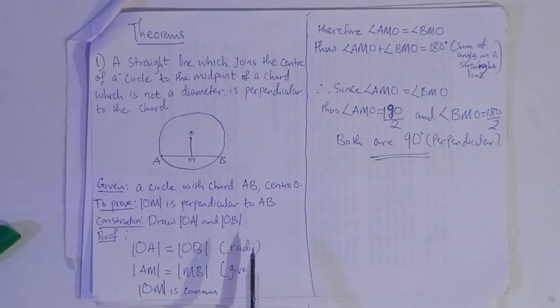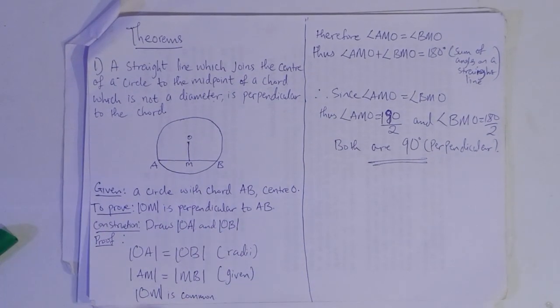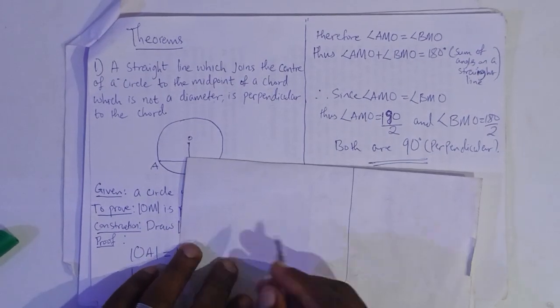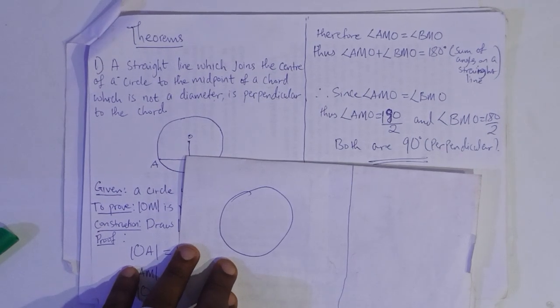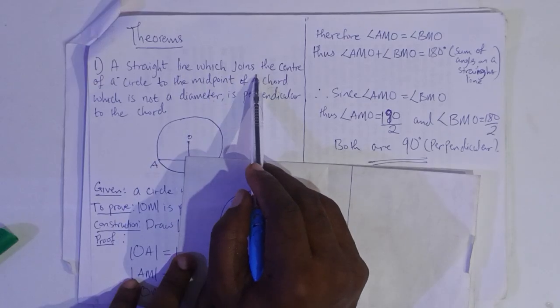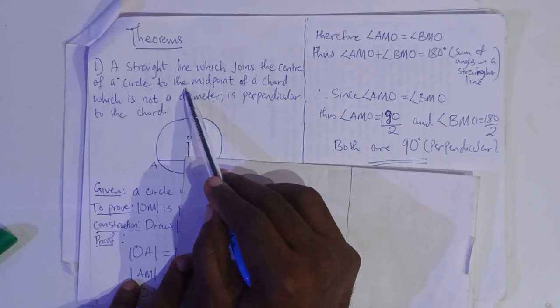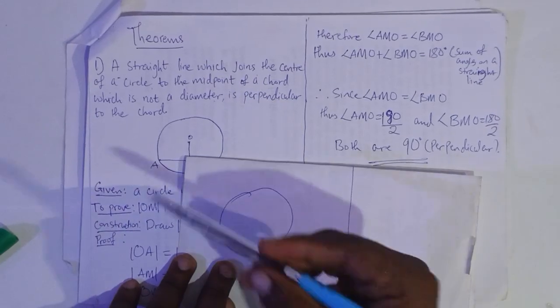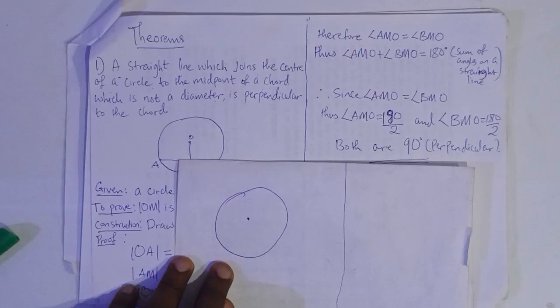Don't bother yourself about all the big grammar that they spoke here, okay? So this is simply what they are telling you to do. This is my rough work, okay? Now this is a circle, all right? Now what do they want you to prove? They want you to prove that a straight line which joins the center of a circle to the midpoint of a chord. So what is the center of the circle? This is the center of the circle.